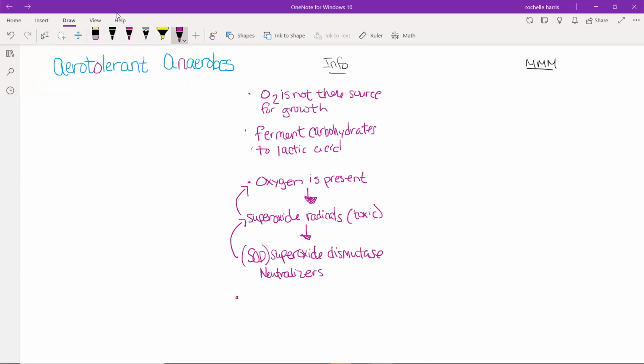And let's see. So when oxygen is present, there is aerobic respiration. And then there is growth when oxygen concentration is lower than what's in the air.